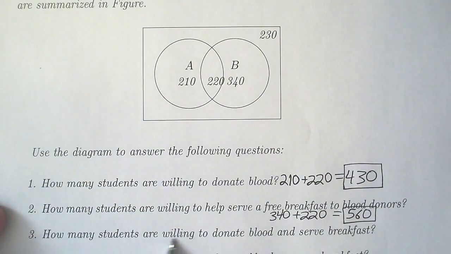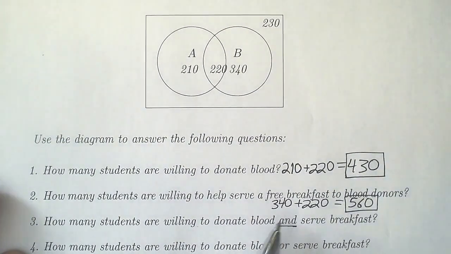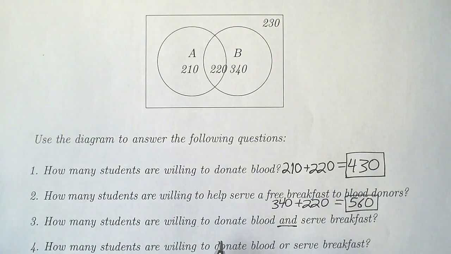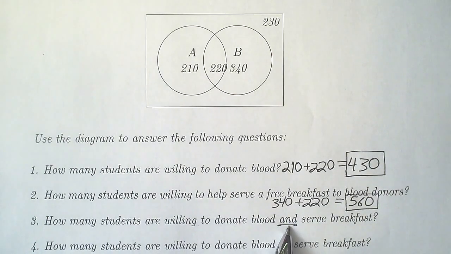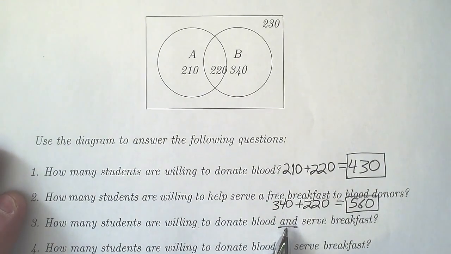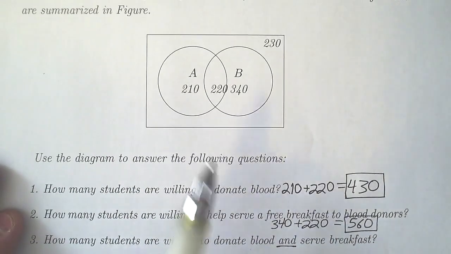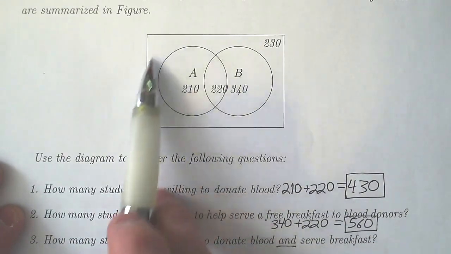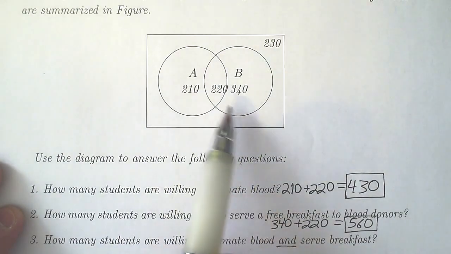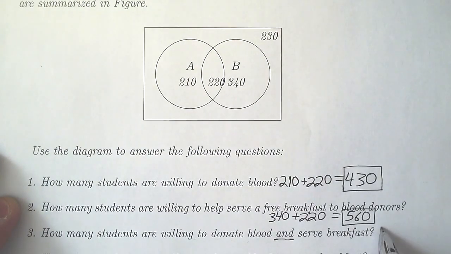How many students are willing to donate blood and serve breakfast? I'm going to underline the word and. This is why there was a note at the top of the page talking about the word and, the word or. And means intersection. So it's the intersection of students who want to donate blood and students who want to serve breakfast. So it's the intersection of A and B. It's this middle region here, 220.